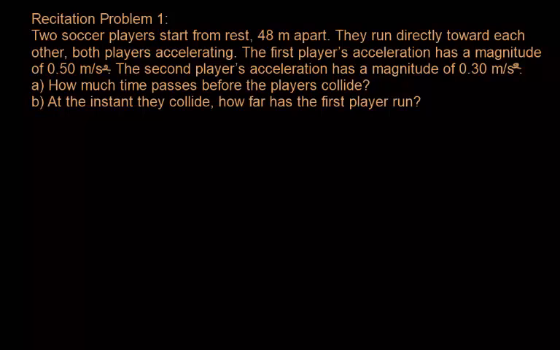As usual, we put together a diagram to describe this motion here. There are two players. Let me represent player 1 by a box here. This is player 1, and player 2 is coming from the other side. So player 1 is going this way. Player 2 is coming this way.